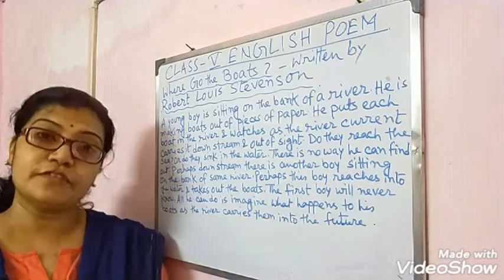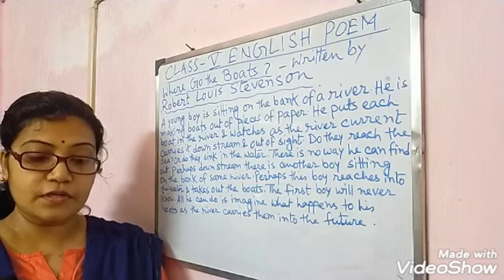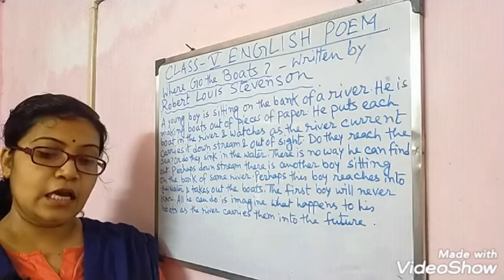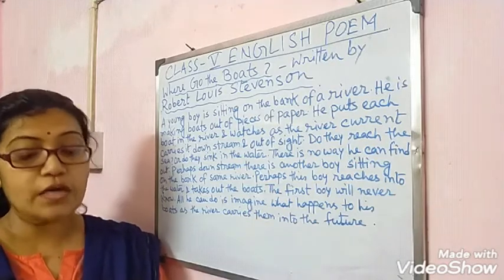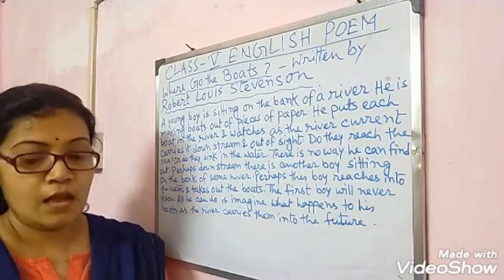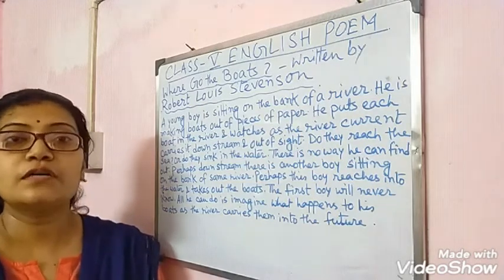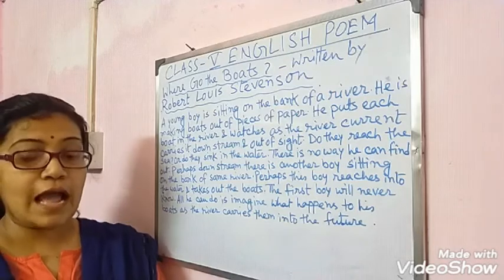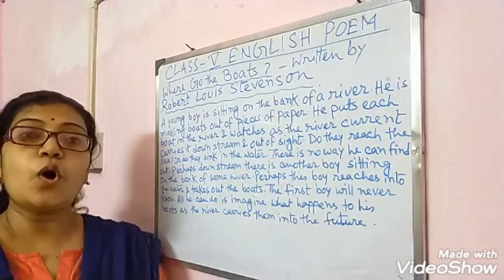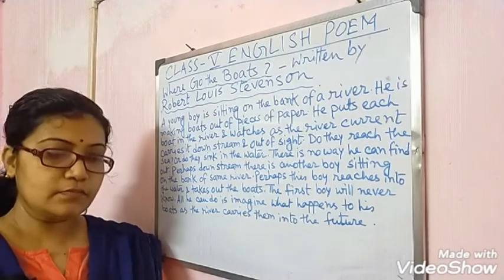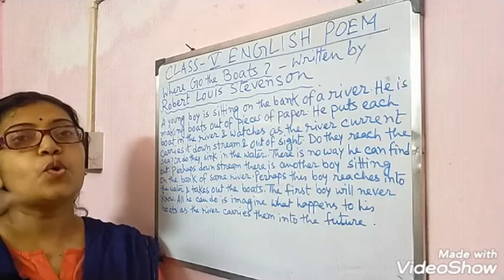Okay, the very first paragraph. Dark brown is the river, golden is the sand, it flows along the forever with trees on either hand. That means the river water color is dark brown and the sand color golden yellow. The river always flows away and on either side of the river there are so many trees.